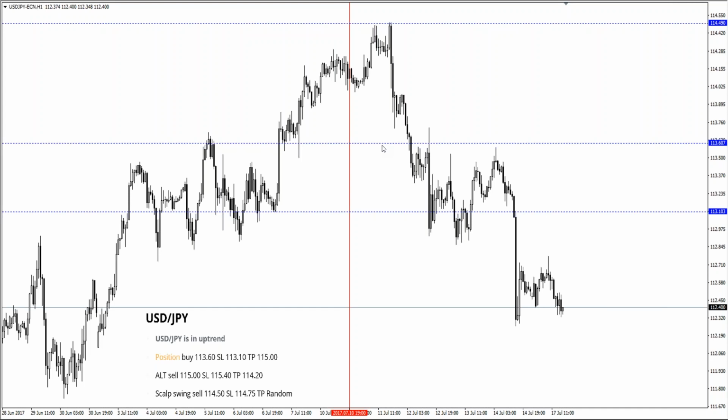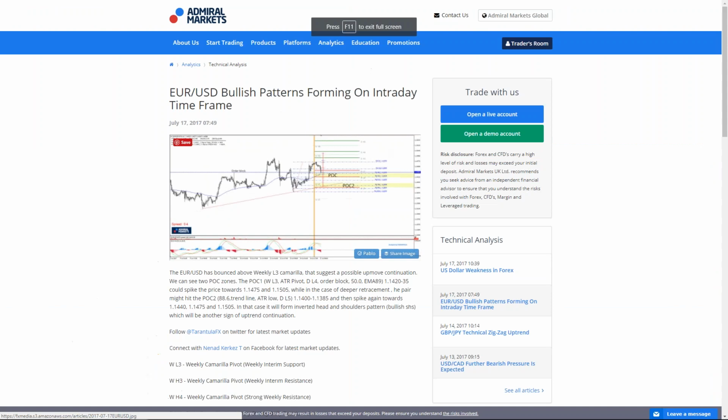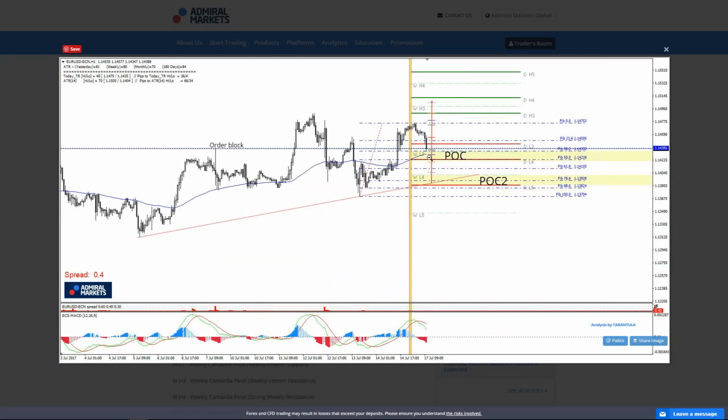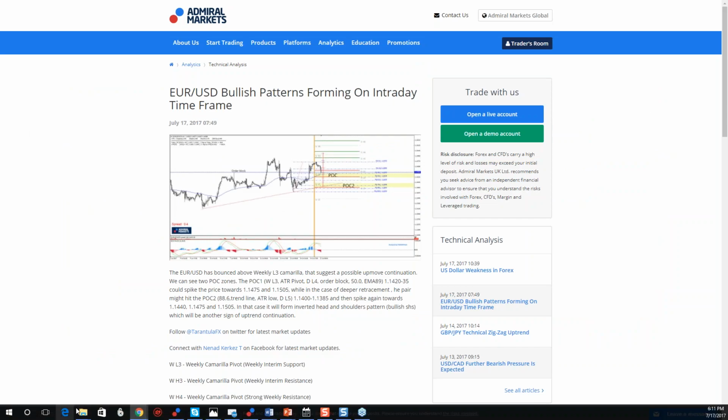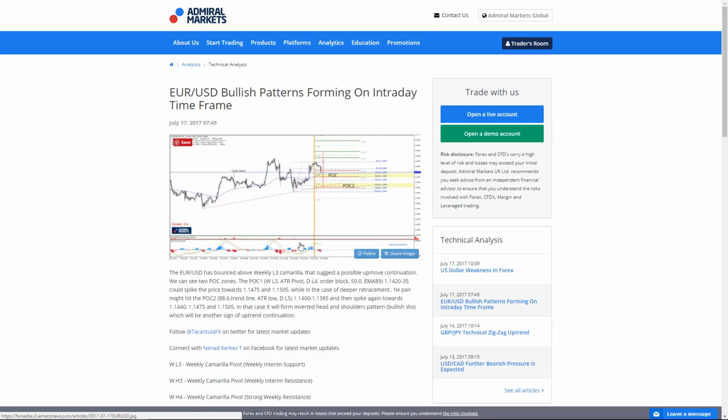And let's see now what we can expect from this week. Eurodollar, definitely very good to trade at this point, although maybe it's a little bit slow, but yet again, it is good. Here, guys, I already gave you the analysis for today on the Admiral Markets website. Eurodollar bullish patterns forming on intraday time frame. So if you followed my Camarilla MACD analysis, you see here, very clear POC zone, the price rejected. It went towards 1475 to hit the previous swing and overshot it. So basically at this point, we can see an upside price action on euro. And I think that Eurodollar is indeed a buy on the dip.